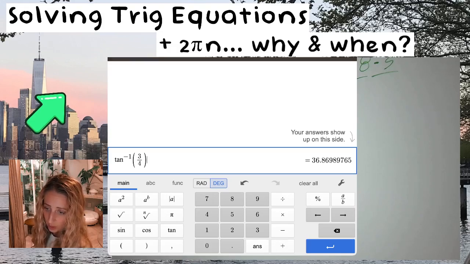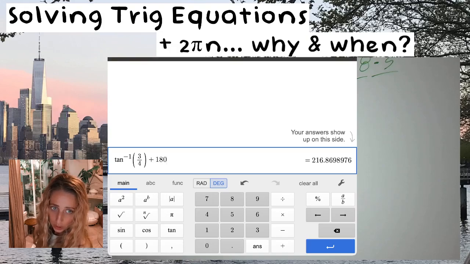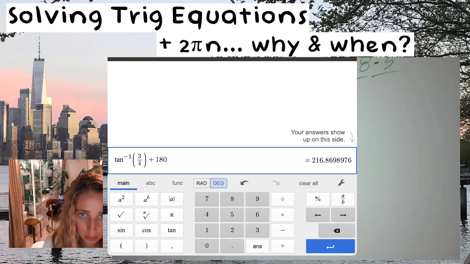And what I'm going to do is add 180. And right there, 216.9 degrees is my other angle, 216.9 degrees.